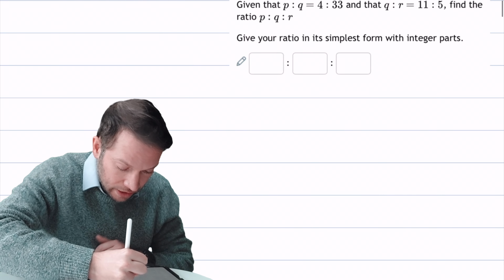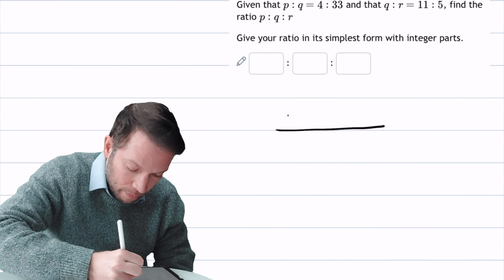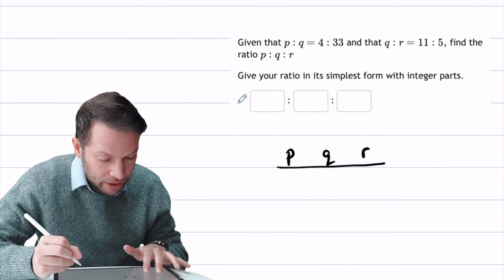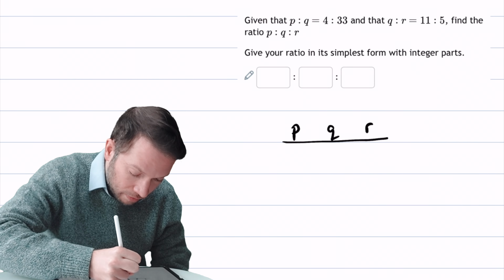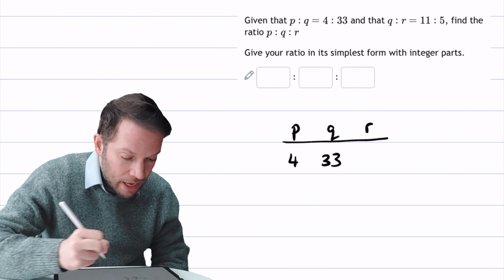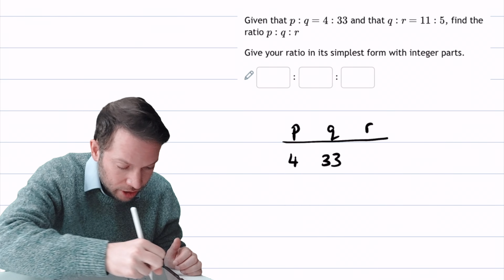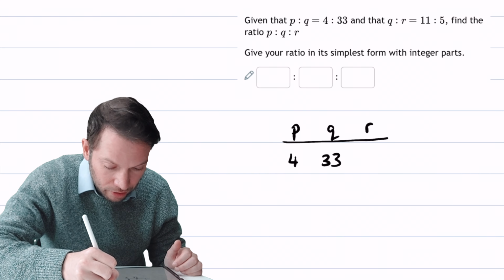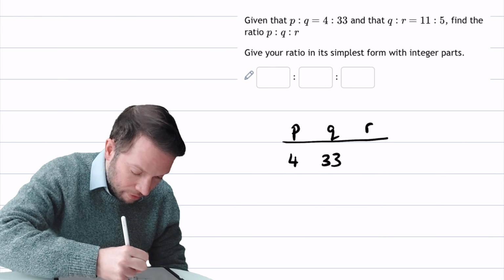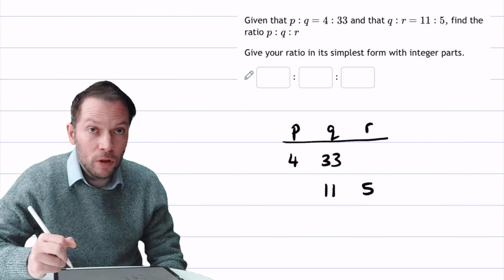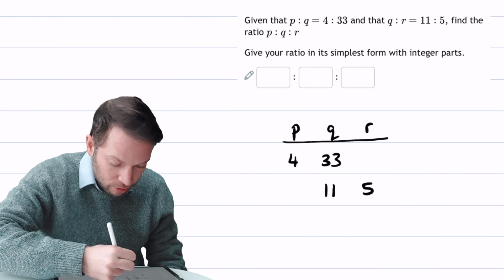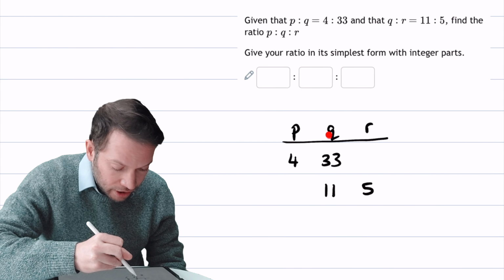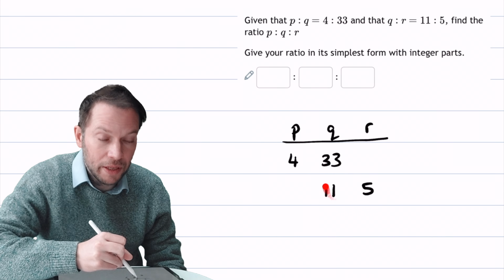Well, the easiest way to do it is to have a little table with the P, Q and R and present what ratios we've already got. So we've seen that P to Q is 4 to 33. And we've also got that Q to R is 11 to 5. So let's put that there on the next row. We've got 11 to 5. Now, in order to combine this into a single ratio, it's just like a single row of P to Q to R, we need these Q's here to be the same number.